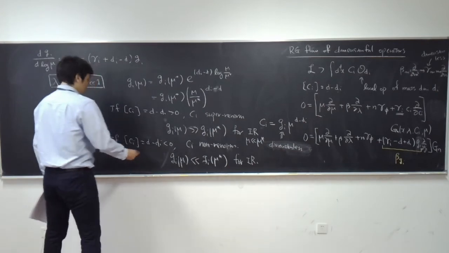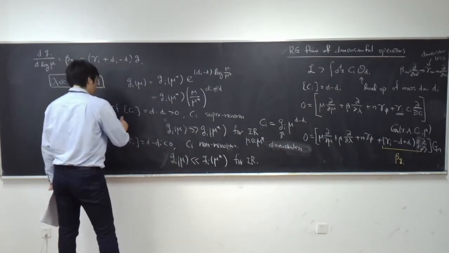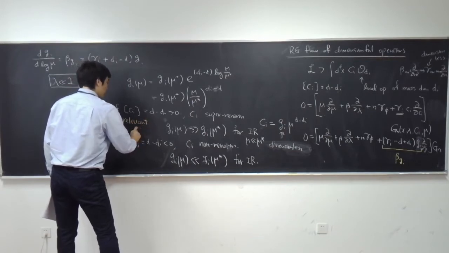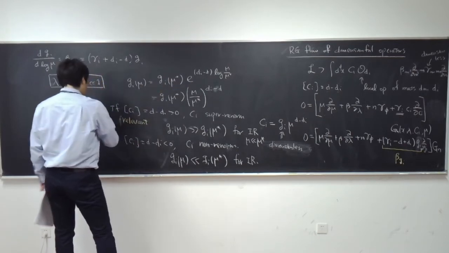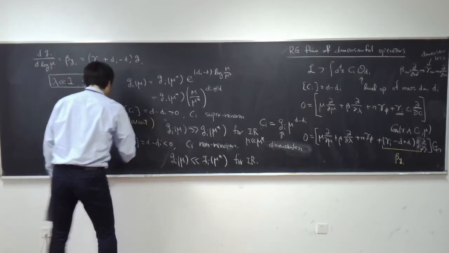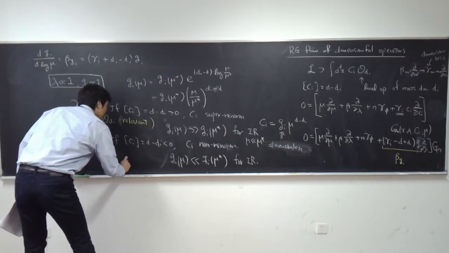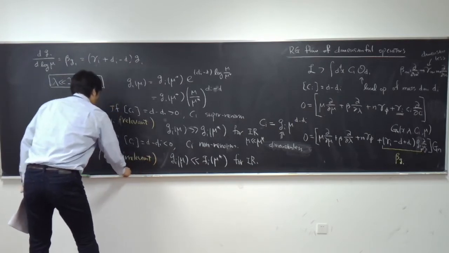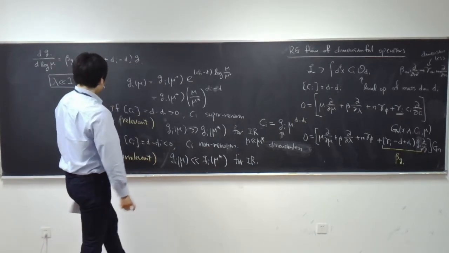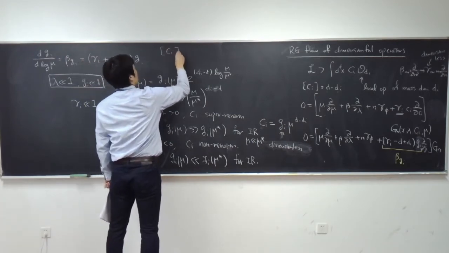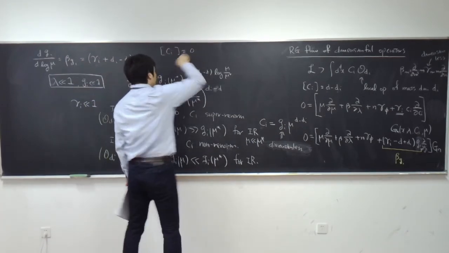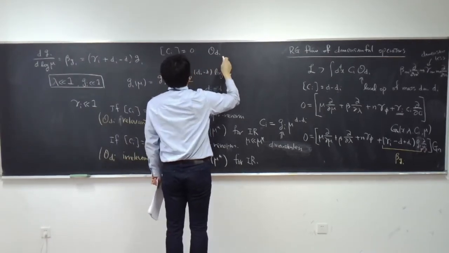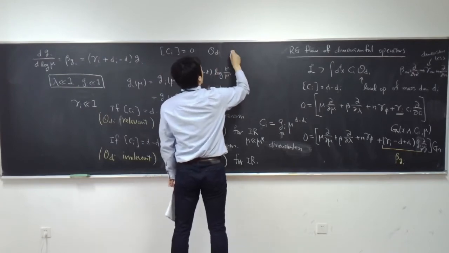So people call this a relevant operator. So the O_Di is called relevant, and in the other case it is called irrelevant. And the question is, what if the Ci is equal to 0? In that case, the operator O_Di, or essentially this O_D, is called a marginal coupling.